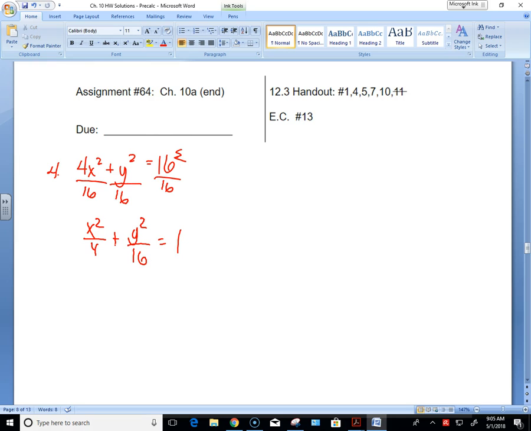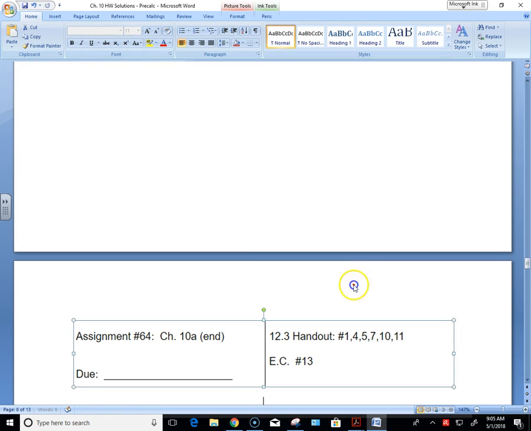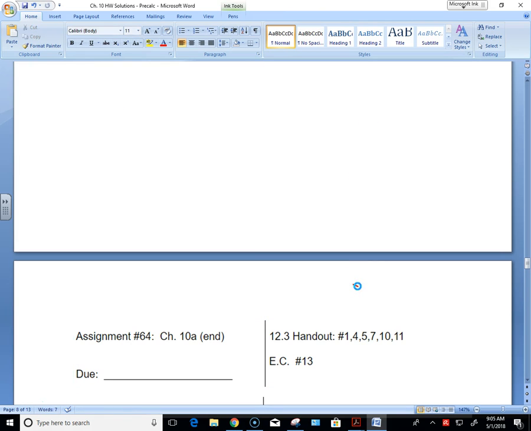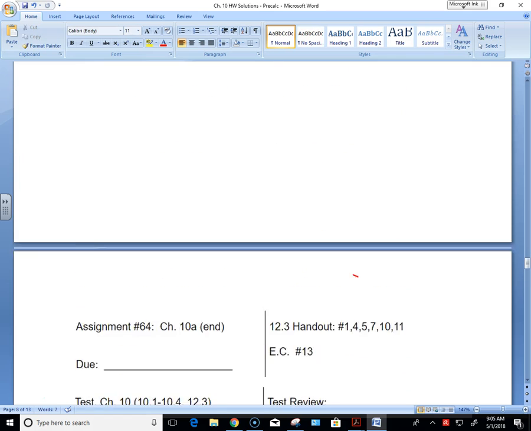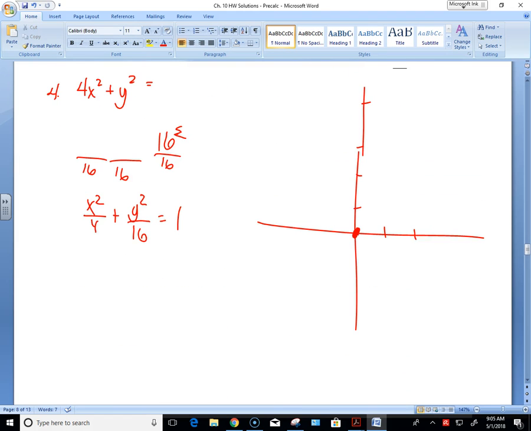Good. Where's my center? You guys good at this yet? X minus 0, y minus 0, both squared. Why am I going 2 on the x, but 1, 2, 3, 4 on the y? Struggle. It's okay. Why am I going 4 on the y, but only 2 on the x? 4 squared. Good. So the 2 is underneath the x, the 4 is underneath the y.